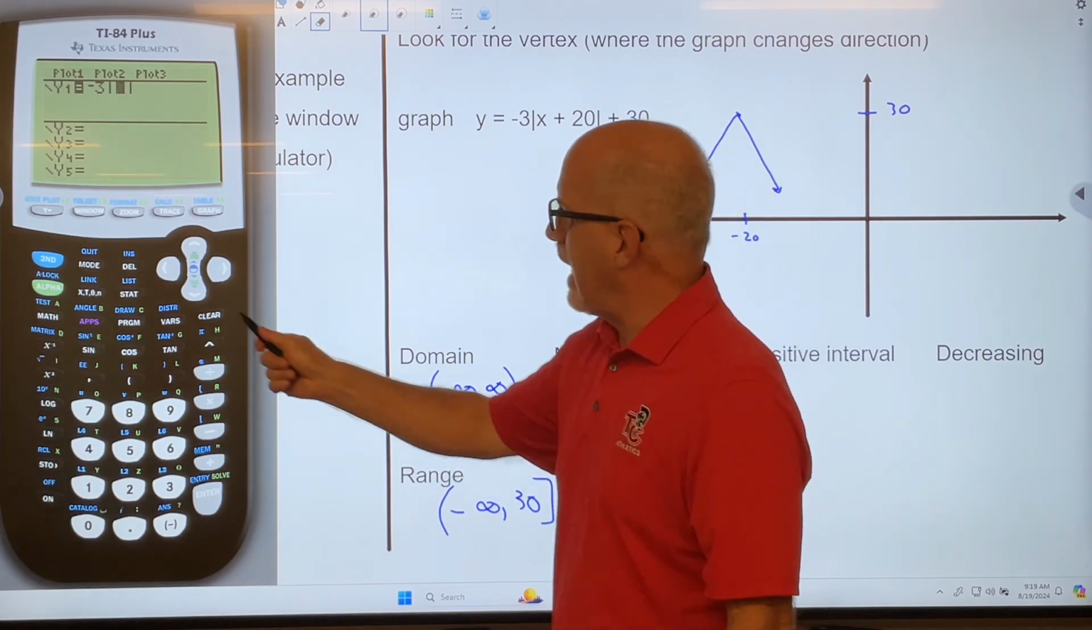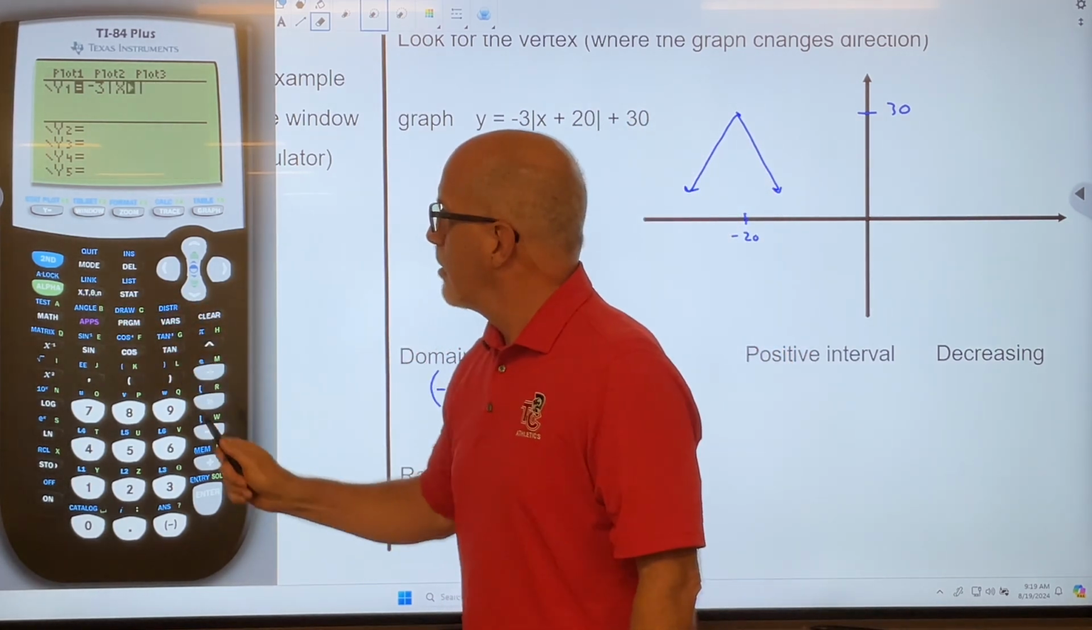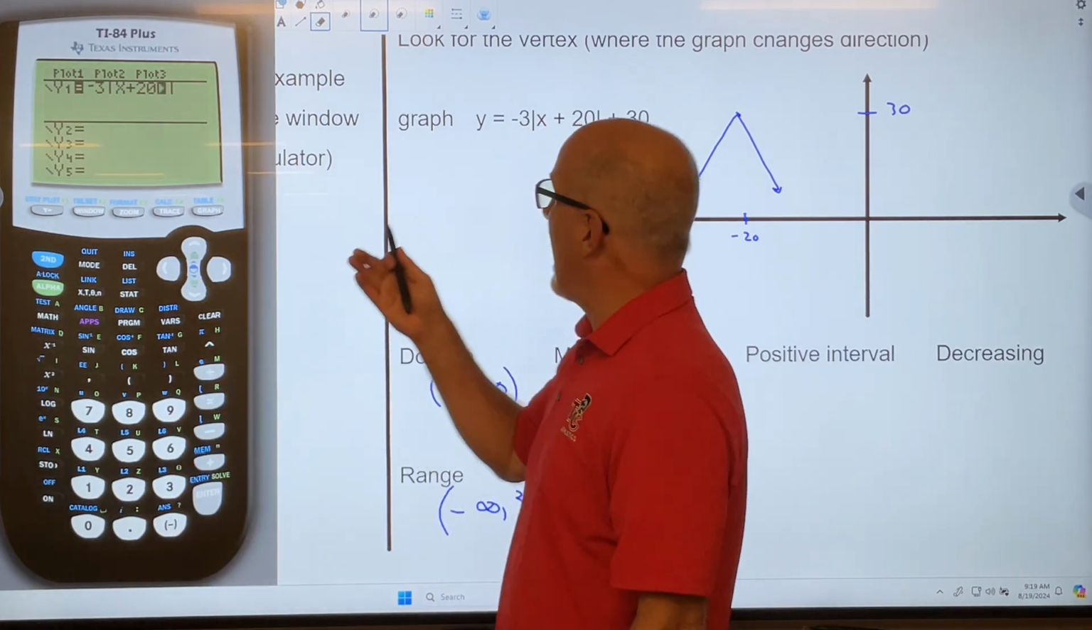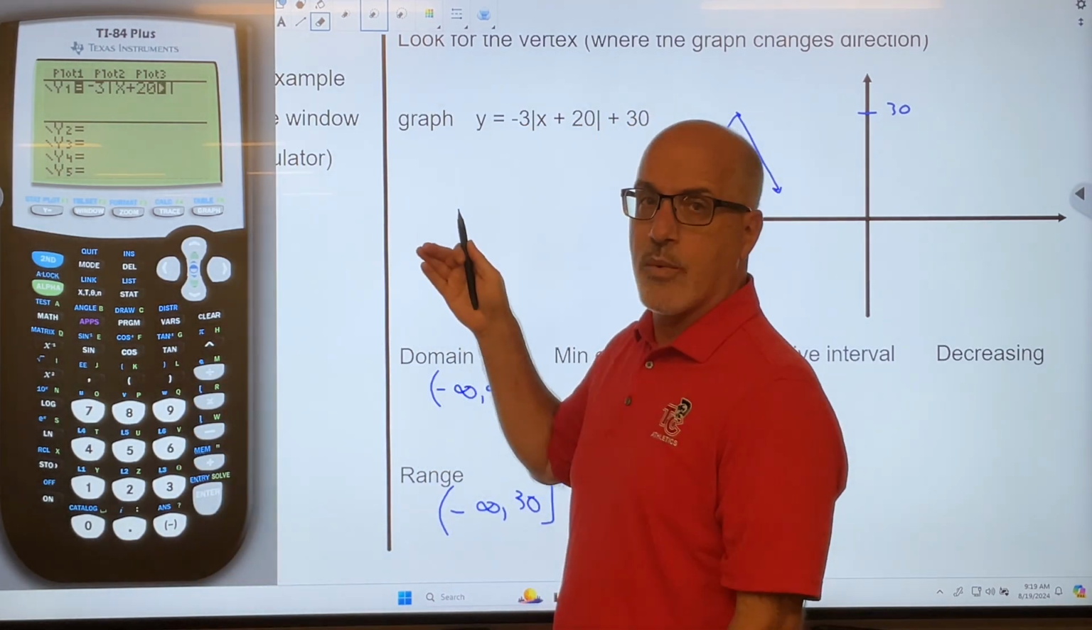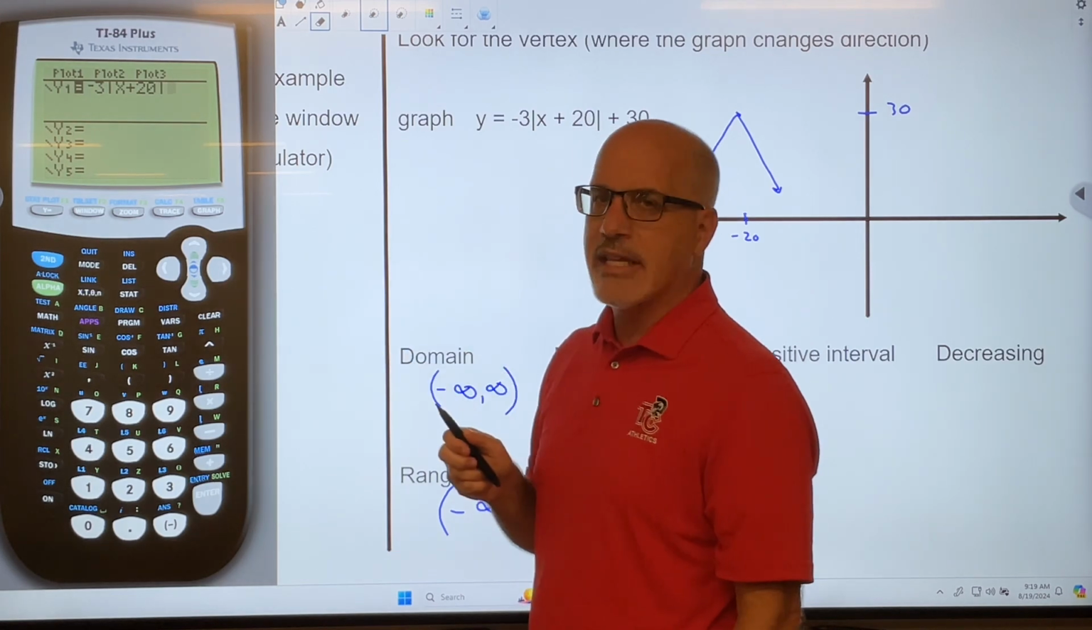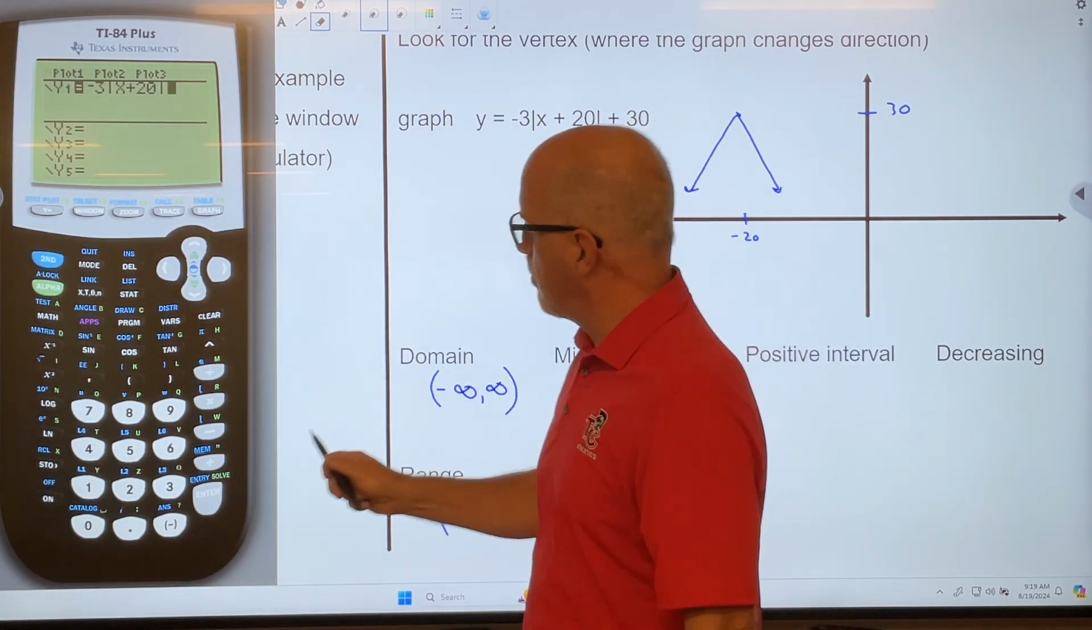So I'm going to put in the X, this is your X key, plus 20. And now I want to get out of the absolute value, because the next part of the equation is outside of it. So you're going to hit the side arrow here to get out of the absolute value. And then I'll put the plus 30.